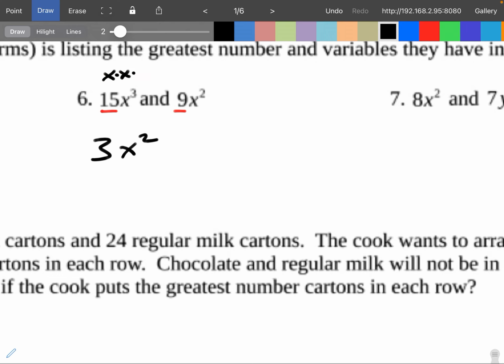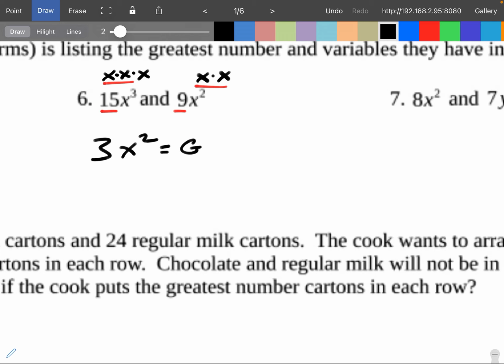Now some people say, why is it X squared? Well, you got to remember this first term here would have an X times an X times an X, because it's got an X cubed. And then this one over here is an X squared, so that has an X times an X. Well, what do they have in common? They both have an X times an X, do you see that? So that's why it's X squared. So it's going to be the lowest power that the variable appears to.